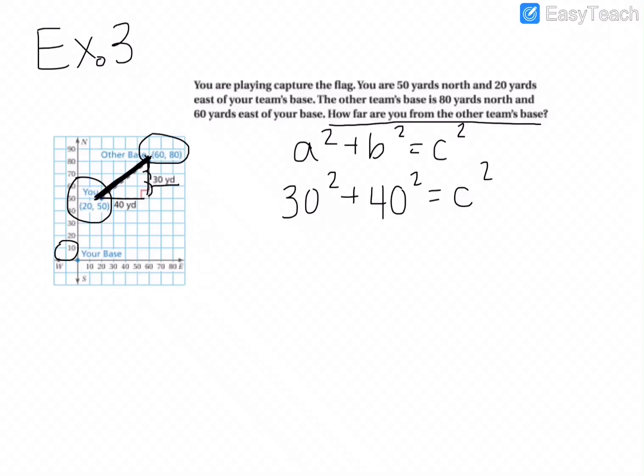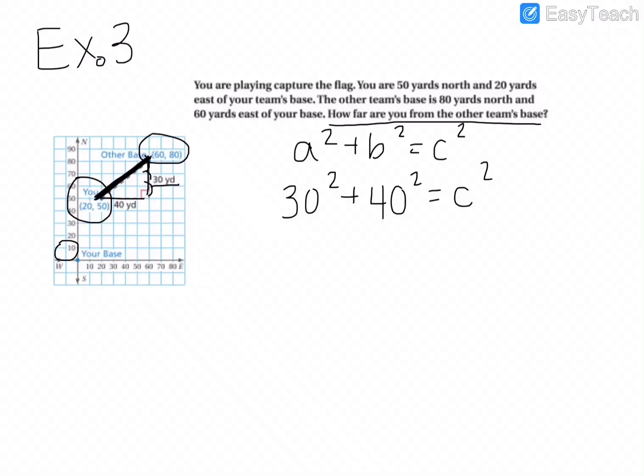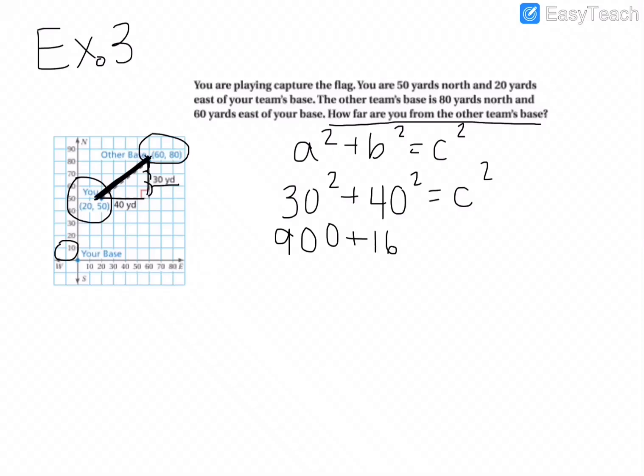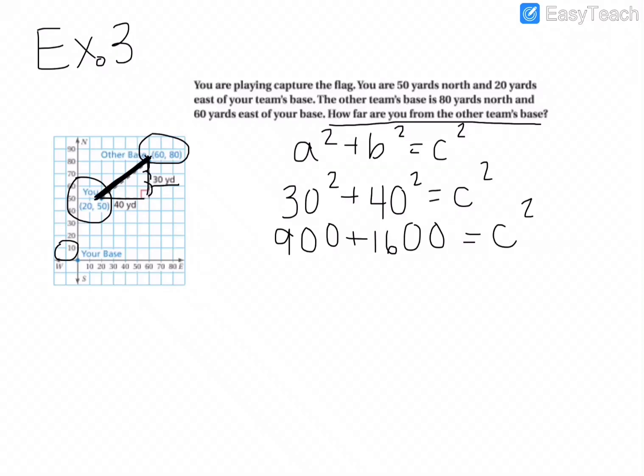So we're going to square these. Again, just number sense tells me I'm doing 3 squared, but don't forget that you're doing 30 times 30, so you need to add 2 zeros onto it. So it's going to be 900. And then 40 squared is going to be 16, because 4 times 4 is 16, but then add 2 zeros, since it's 40 times 40. And that equals c squared. Okay, combine your constants. It's going to give you 2,500 equals c squared.